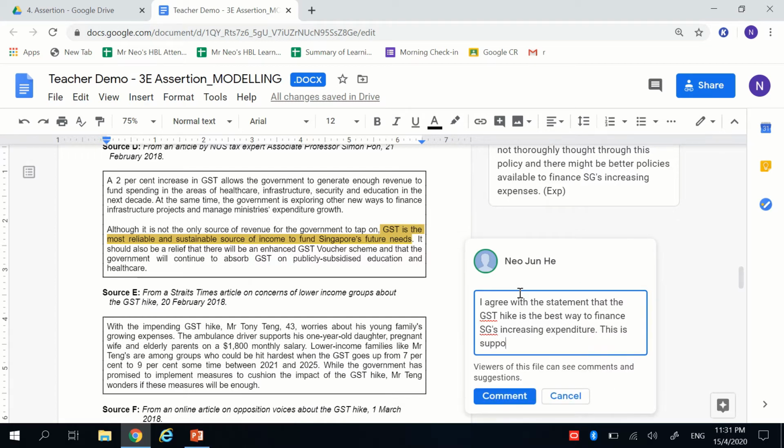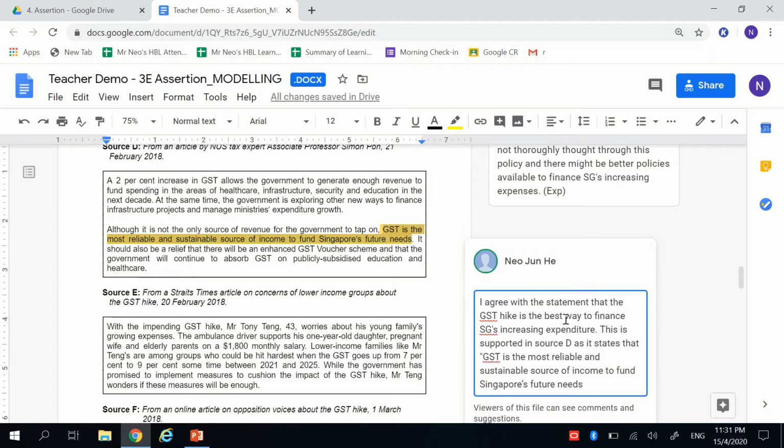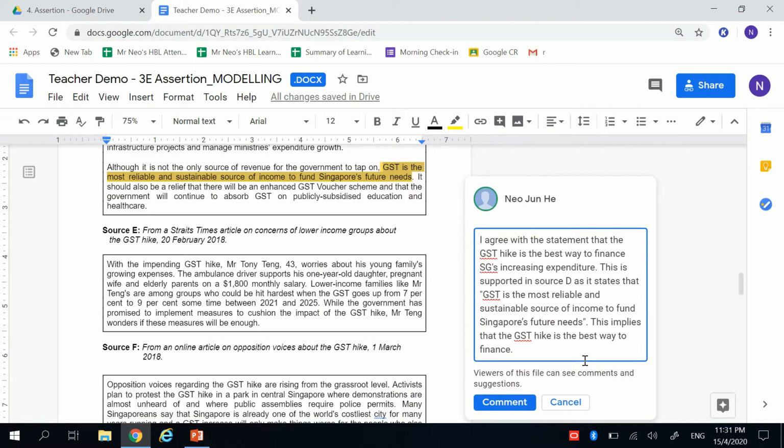This is supported. Tell me which source you are using. In source D, as it states that, let's just quote this part. What does this evidence mean? Let's try to explain it. This implies that the GST hike is the best way to finance. Please do not stop here. This is not an explanation yet.